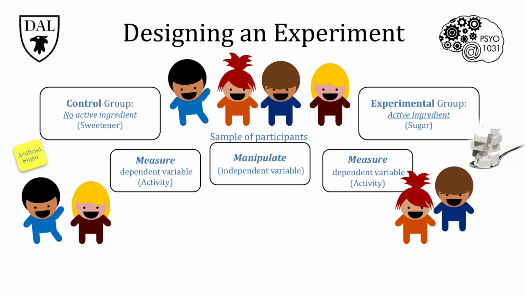Now, if we see a difference in the activity level by statistically comparing the two groups, and notice that the activity levels for children in the experimental group, those that receive sugar, are higher than the children in the control group, those who didn't, we can conclude that the sugar caused this effect because we basically controlled for everything else. However, if we don't see a difference between the two groups, then we can conclude that sugar did not contribute to an increase in activity.